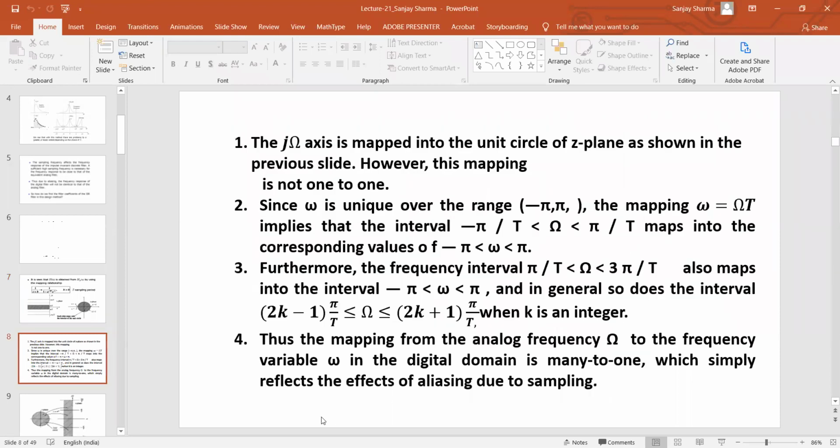That's what I have written here. The frequency interval pi by capital T to 3 pi by T also maps into the interval minus pi to pi, which is the digital frequency interval. And in general, so does the interval from (2k minus 1) pi by T to (2k plus 1) pi by T. All these strips map inside the unit circle, and that leads to the aliasing problem. Thus, the mapping from the analog frequency to the digital frequency variable small omega is many to one, which simply reflects the effects of aliasing due to sampling.